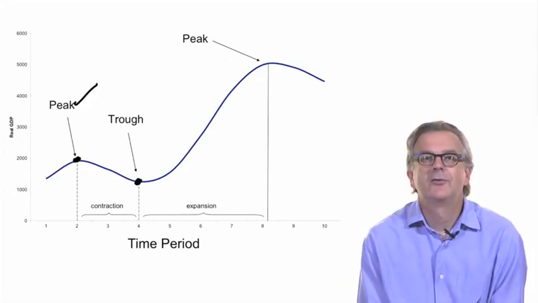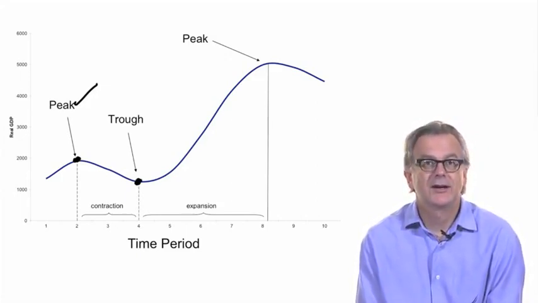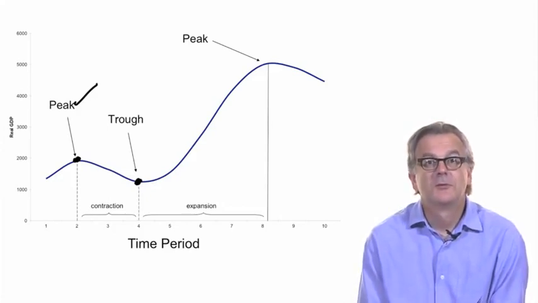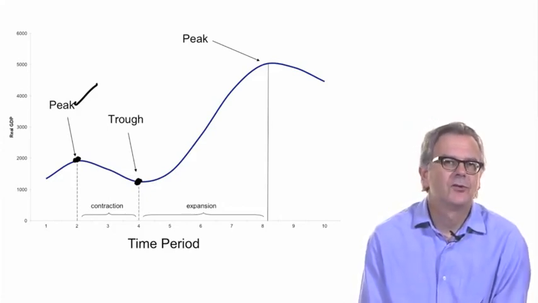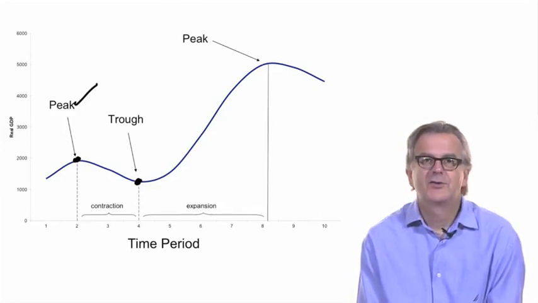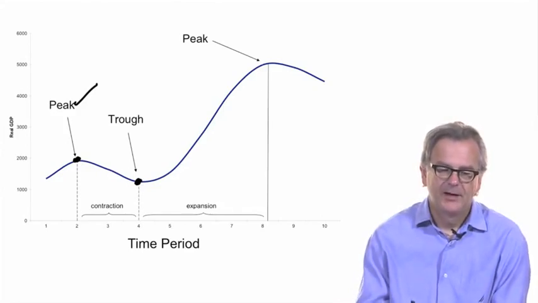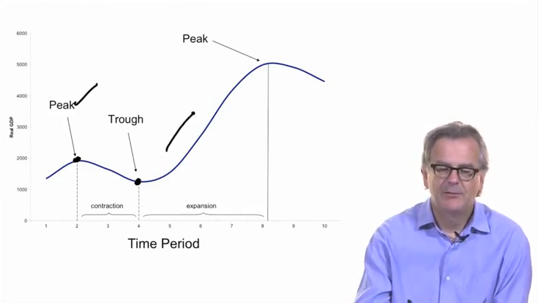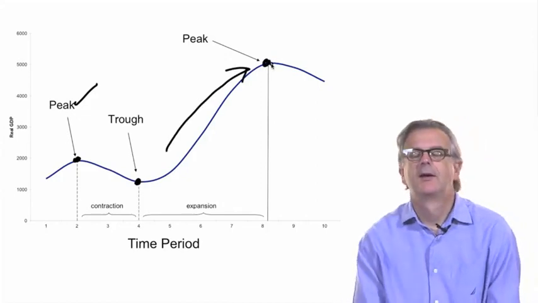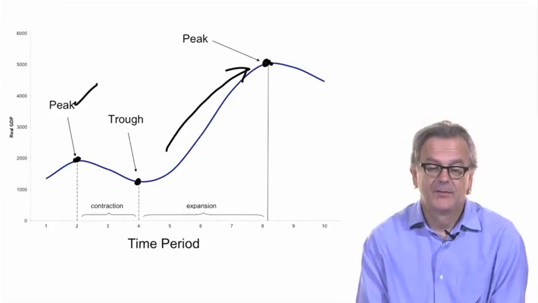And the time interval between the peak and the trough I'm going to refer to as a contraction, or recession. I tend to use those two terms interchangeably. Once the trough is reached, the economy then turns around and real GDP starts to climb again until it reaches its next period of peak, and then we enter a new phase of contraction.